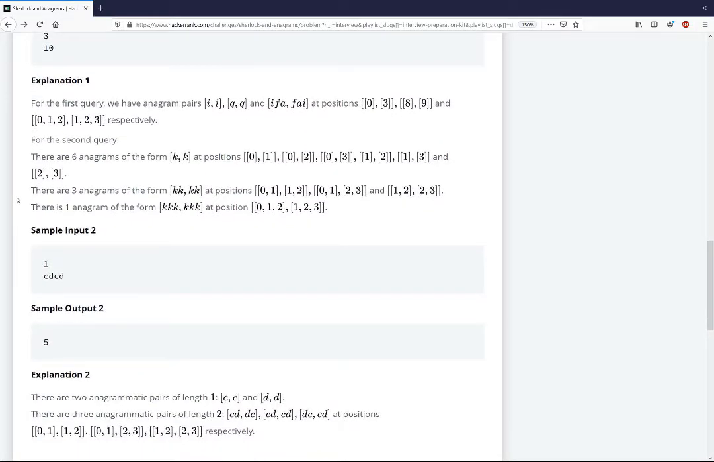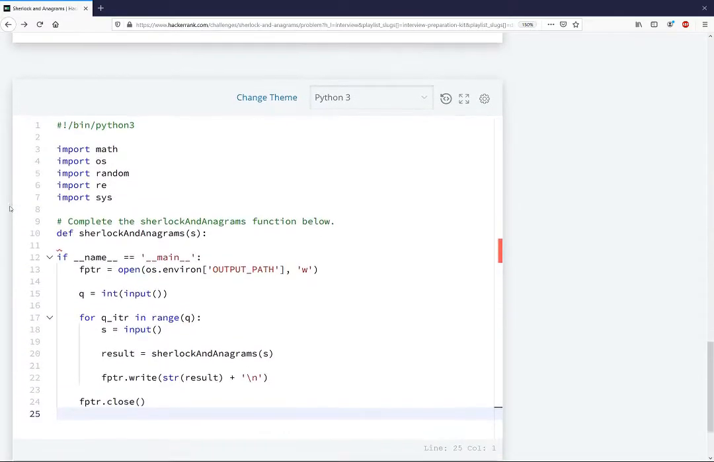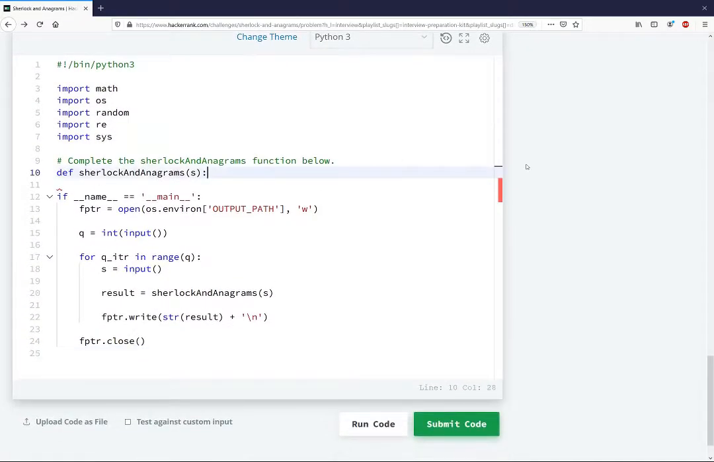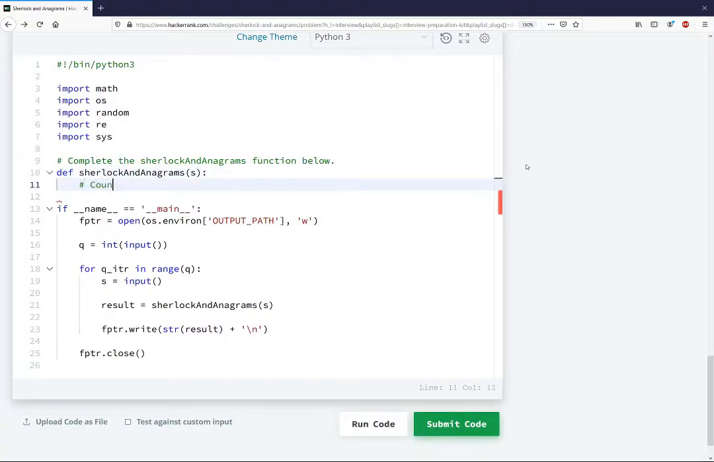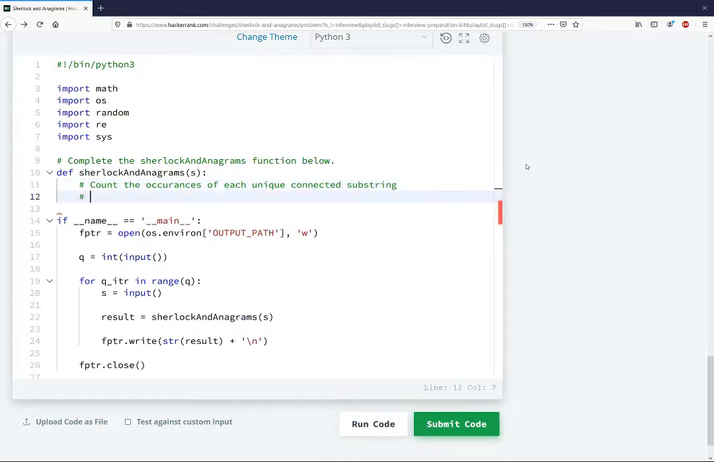So we basically just want to go through and count them all. So let's go ahead and write this function. And so basically when I went through this, the first thing that we want to do is to count the occurrences of each unique connected substring. And of course, what we're going to do is make a dictionary of all the substrings. And for each substring, we're going to count its occurrences.